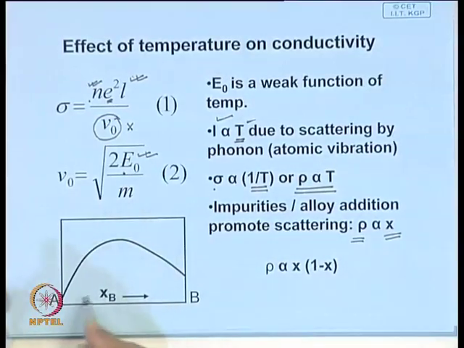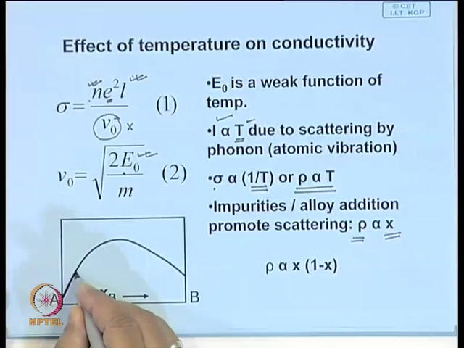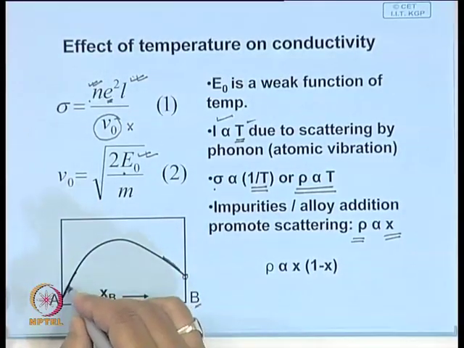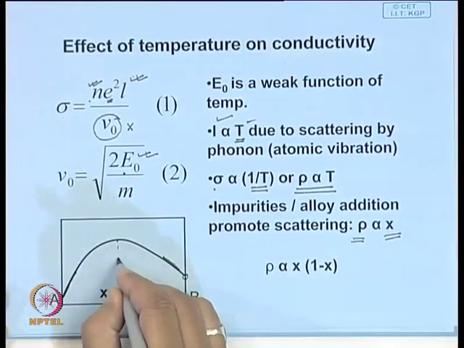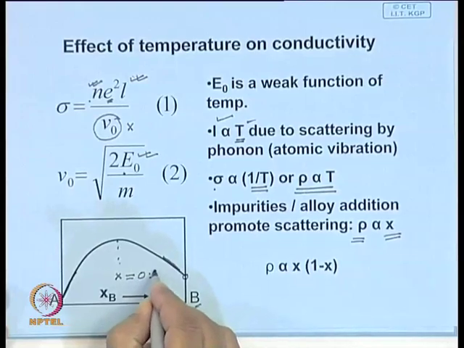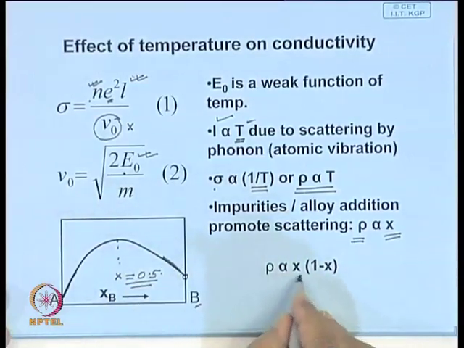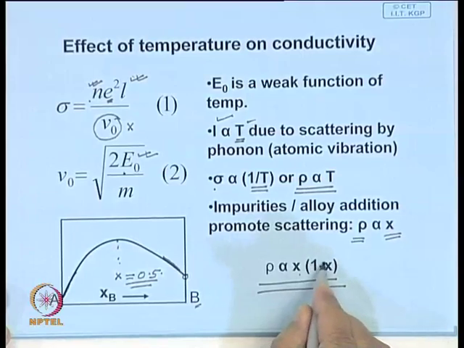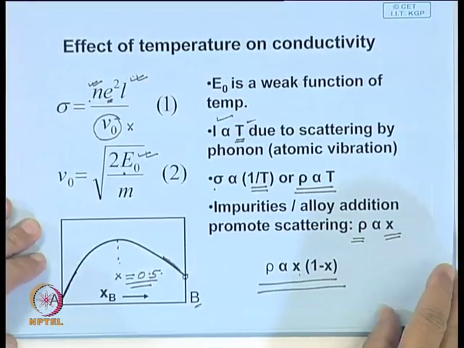Now, suppose we take a binary system, say two elements A and B, both conductors, and they can be mixed in all proportions. At both ends the resistivity will go up with concentration, this end also, this being the base resistivity of metal B. So, if you plot the total, you will get a maxima somewhere in between, where x is 0.5. So, logically, in such cases the effect of impurity or alloying can be put by a factor like this: rho is proportional to x into 1 minus x. So, any alloy will have poorer conductivity.